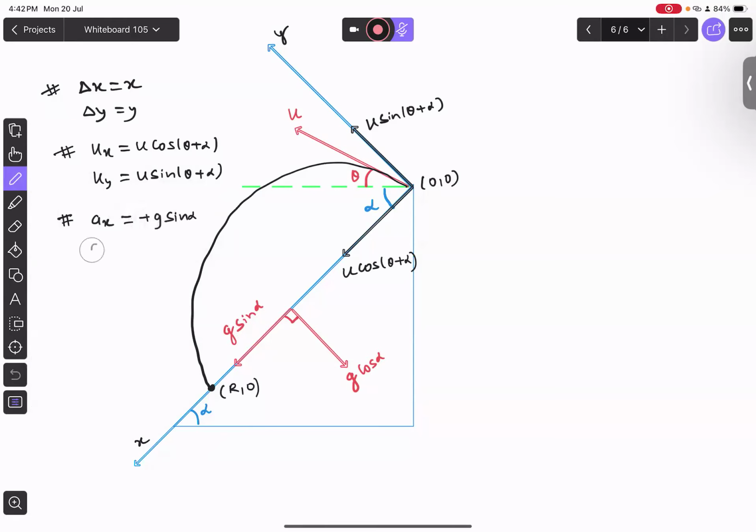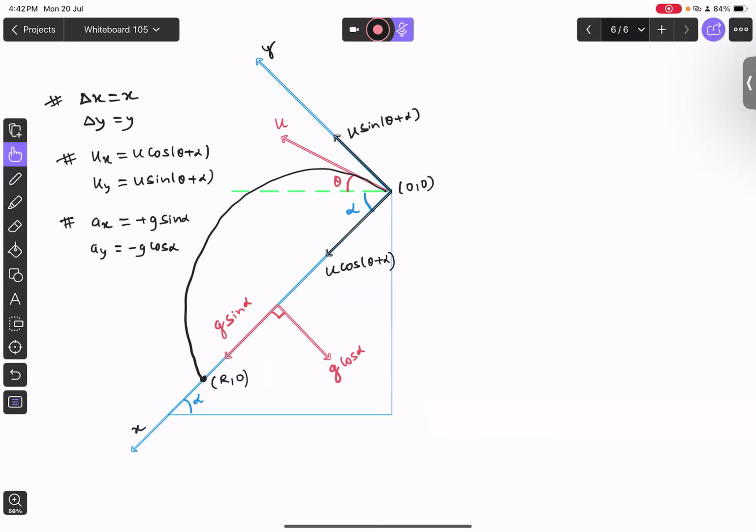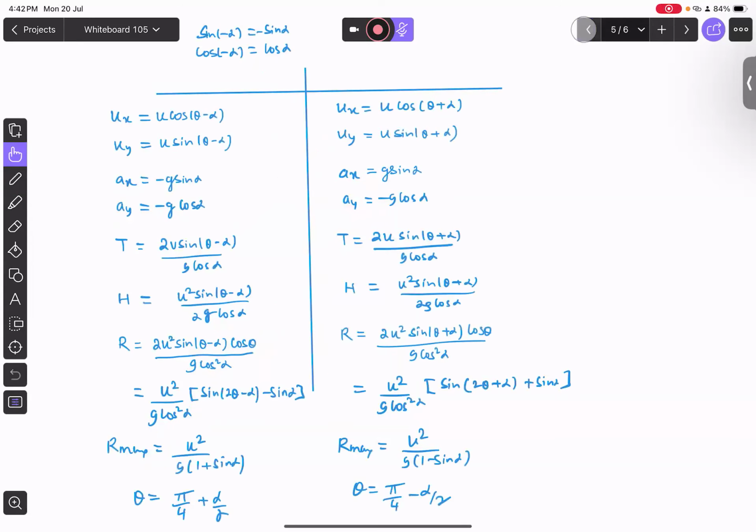What ay will be, same like earlier one, minus g cos alpha. So time of flight, same process, range, same process. Can you derive it from here on your own, or you want me to? Yes, sir, I can derive, sir. Actually, you should derive. Only different thing you will have.